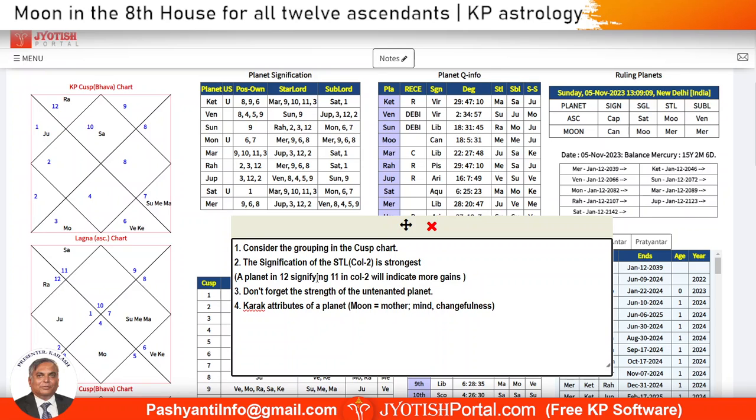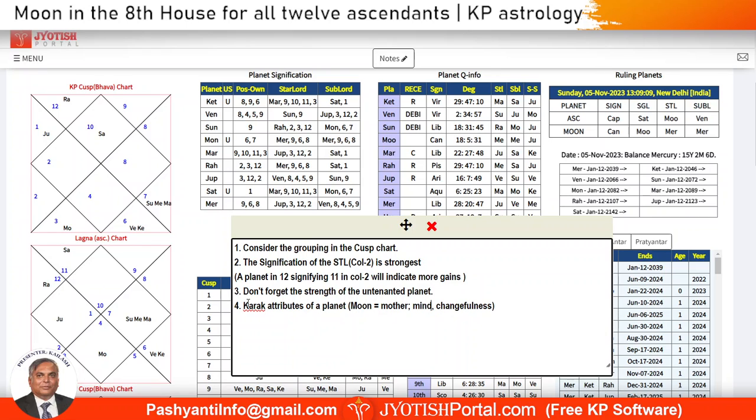And apart from that, when Sri KSK talks about the grouping, and identifies a certain event in a person's life that is bound to happen with the manifestation of that grouping, then the karaka attributes of that planet are often used. For example, moon indicates the mother, moon indicates the mind, moon indicates changefulness. We are going to see this as we start looking at the moon's position in all those horoscopes.